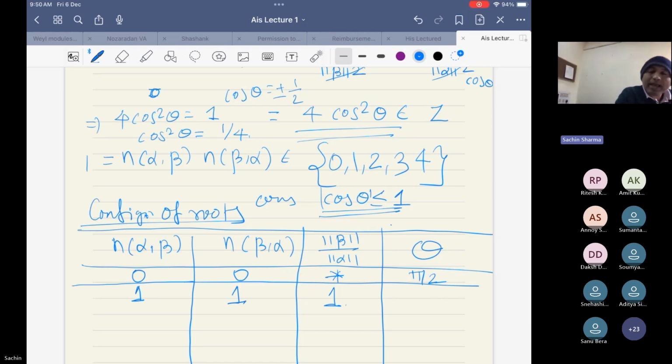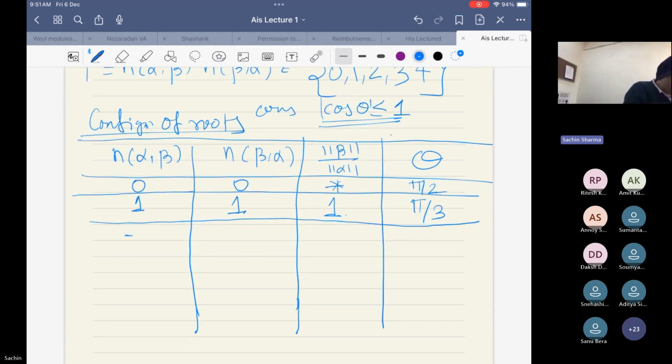So what will be the angle? For what acute angle is the value of cos 1/2? Pi by 4? Pi by 3, right? Am I making some mistake? Yes, it is pi by 3. Okay, no issue.